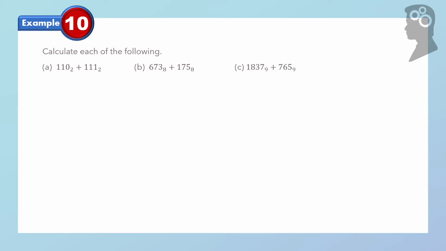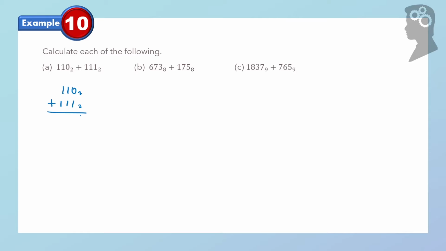Calculate each of the following. Let's look at A first. 110 base 2 plus 111 base 2. So I'm going to show you the two different methods. First, I want to add directly. Doing it directly is similar to what you do for addition in base 10. So this is the binary number 110 plus 111.